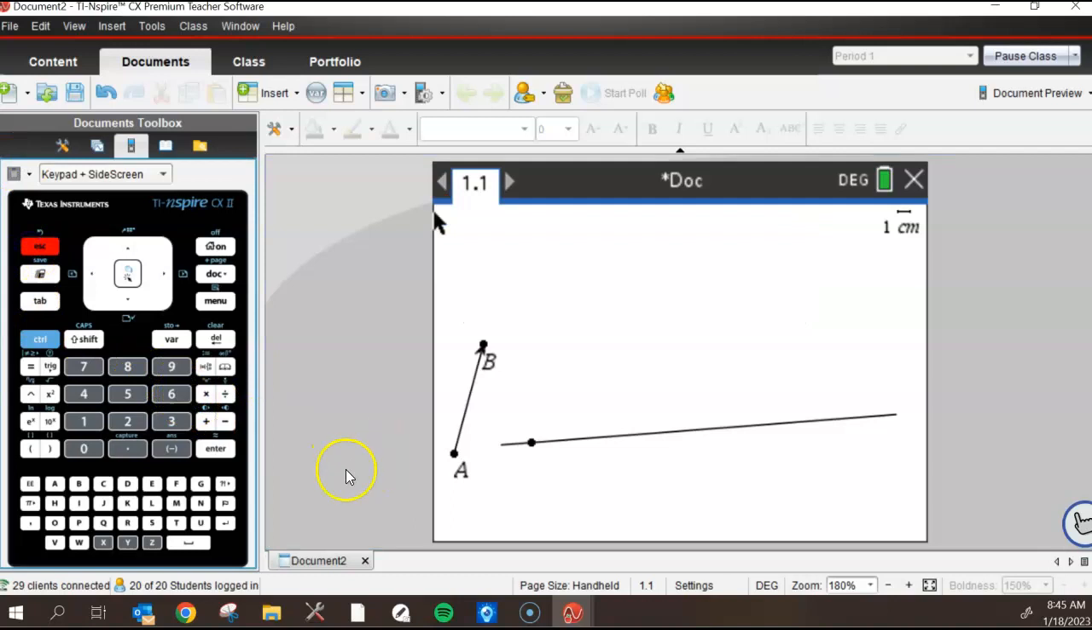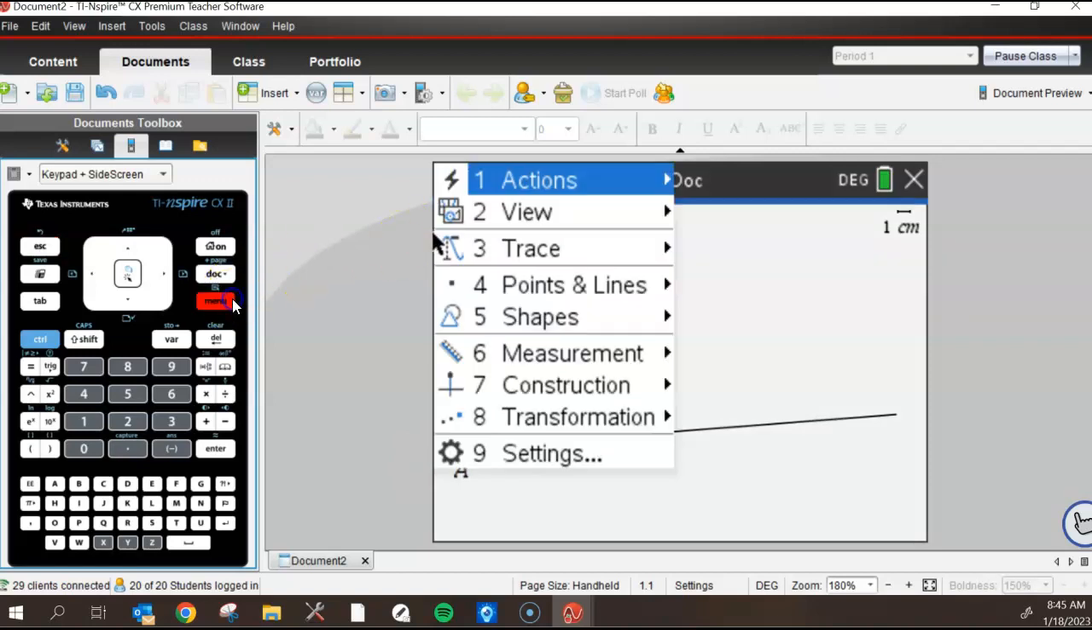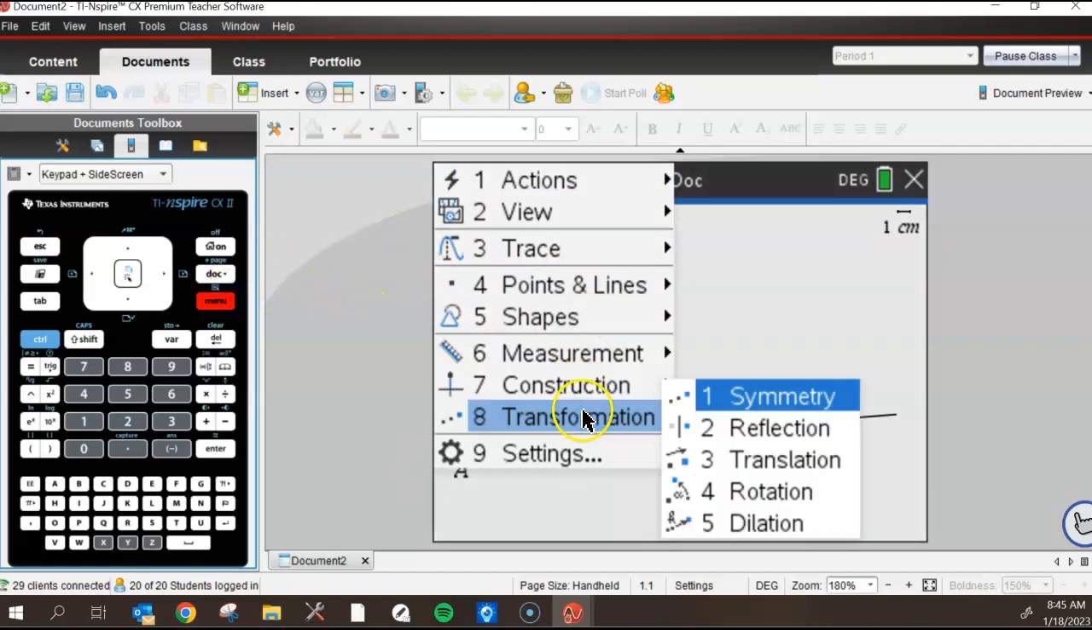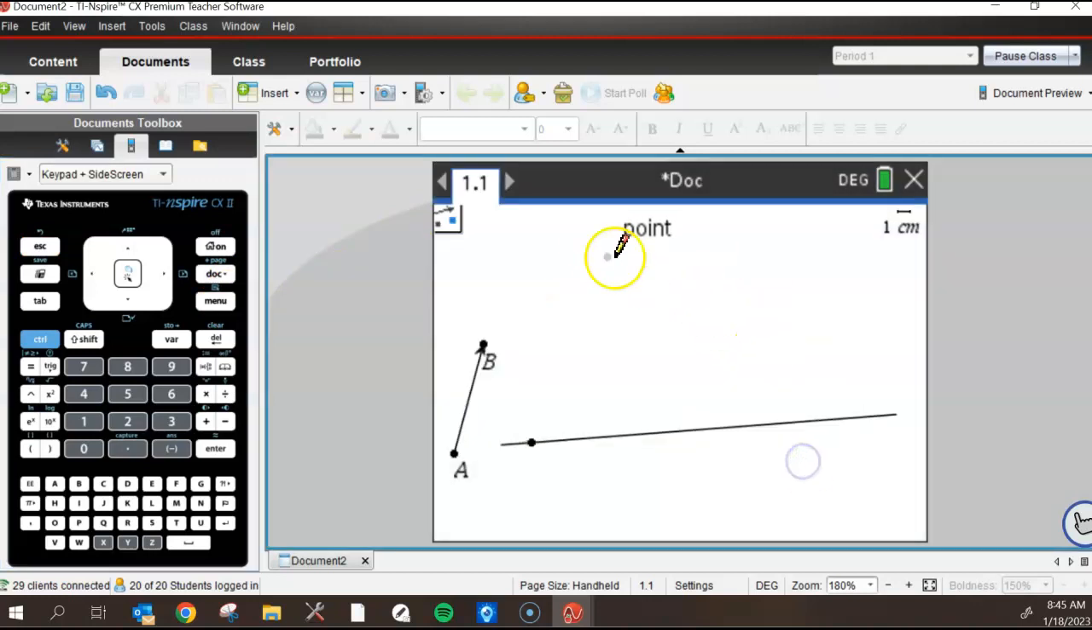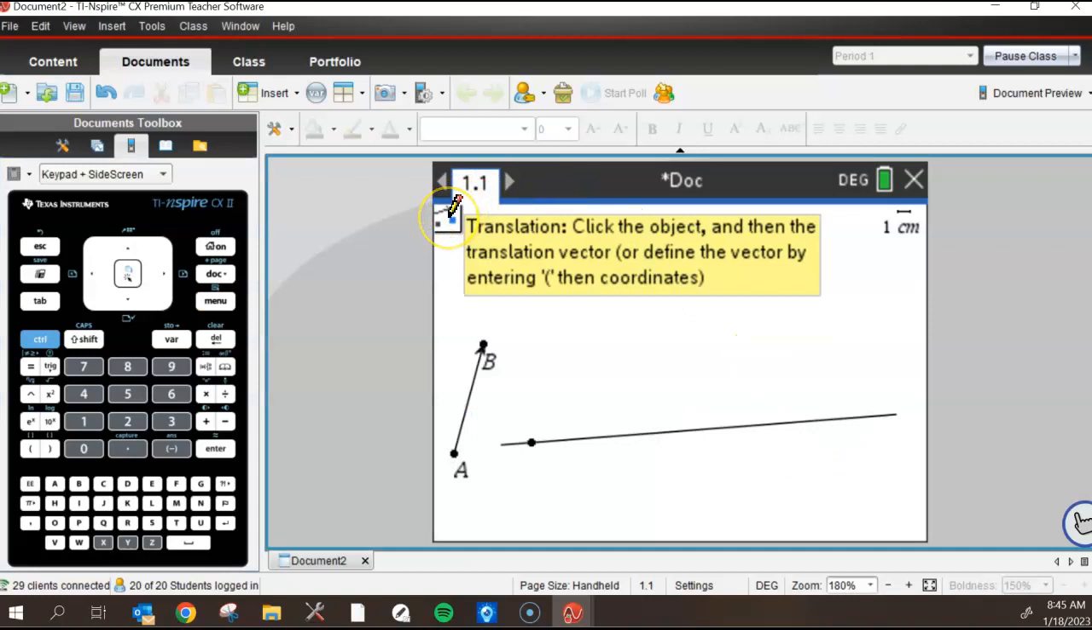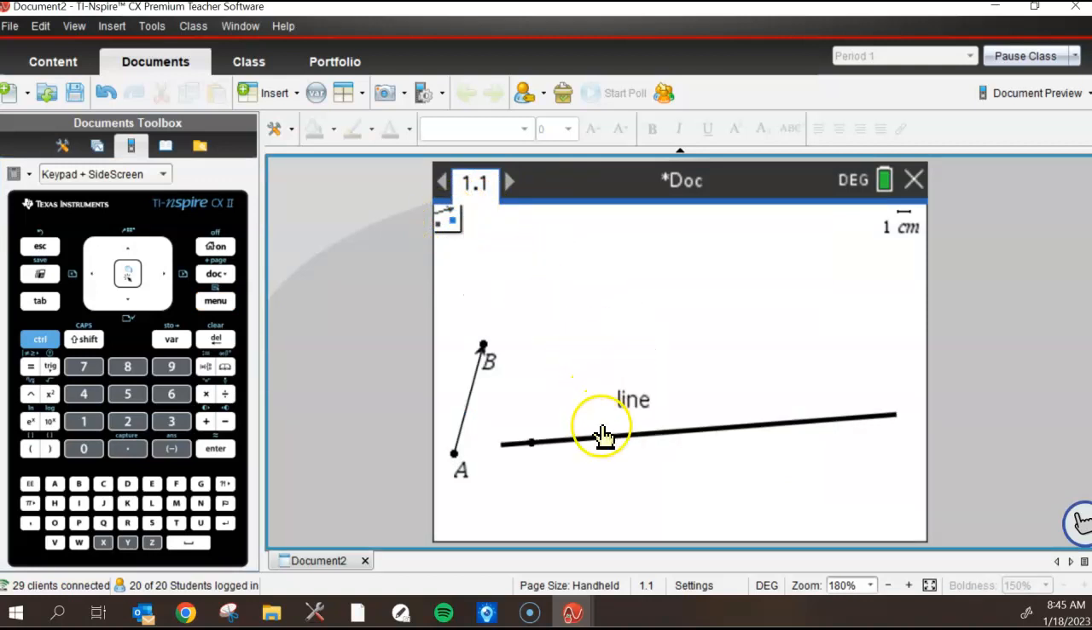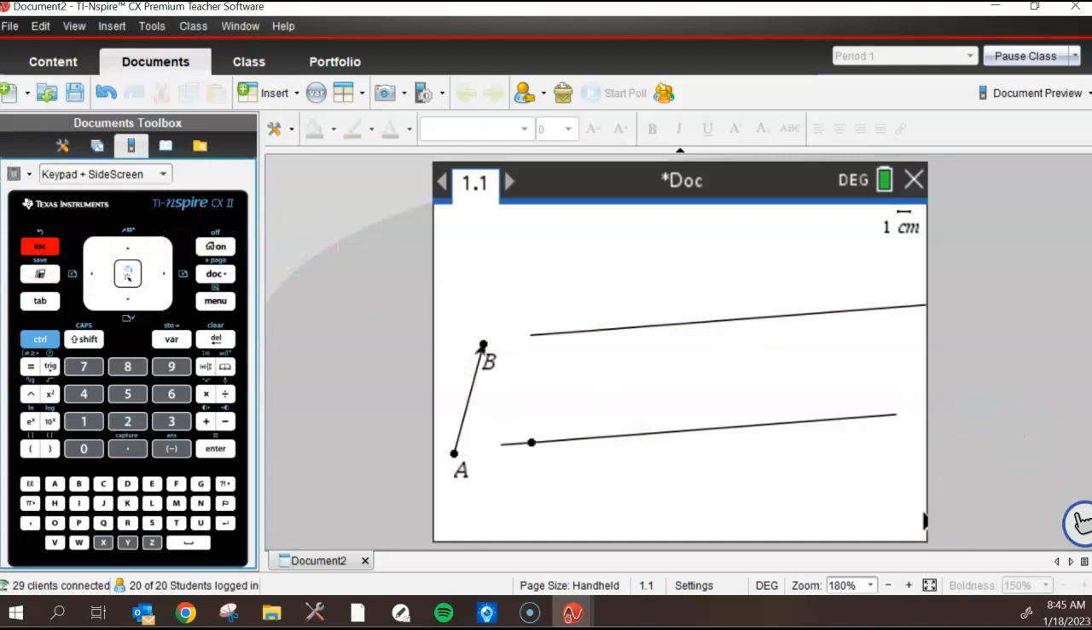And now that we have our vector, now we are ready to transform this line by translating it. So I think you can do this with me as well. Menu, option 8, transformation, and option 3, translation. If you need a reminder, you can just hover. First click the object that we want to translate, then the translation vector. So I want to translate this line using this vector, and now it creates the new line for me. Hit escape because it still is trying to translate things, and I'm done translating things.